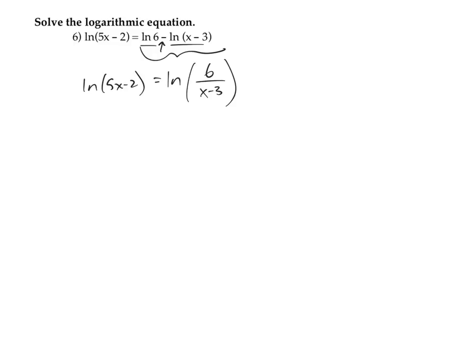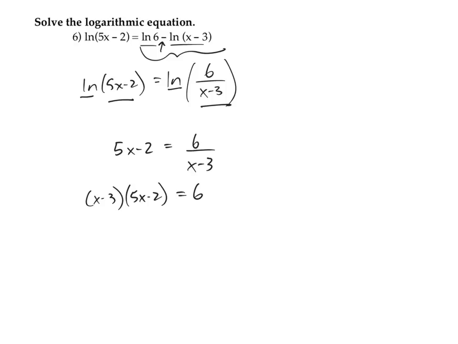Now it's a property of logarithmic equality. So if I have a ln of something equals a ln of something, whatever's in here has got to be equal to that. So I can basically drop the logs. To solve this, I'll multiply both sides by x minus 3. On the right side, the x minus 3's cancel. And then I'll FOIL it out. So 5x squared minus 2x minus 15x plus 6 is equal to 6.